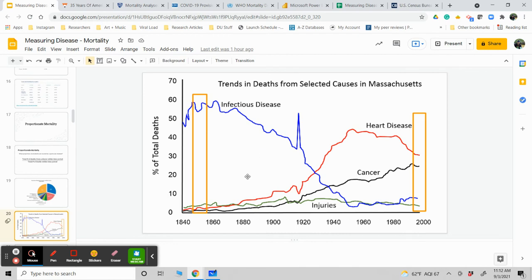Now we're in Massachusetts. If we look at the beginning of this figure, we can see that the proportion of deaths due to infectious diseases is way higher than injuries, cancer, or heart disease. So we wind the clock back 100 plus years. The pie diagram, most of it will be taken up by infectious diseases. Fast forward to the 2000s, and that pie diagram looks quite a bit different. Now heart disease and cancer make up the largest slices, and infectious diseases and injuries are down there.